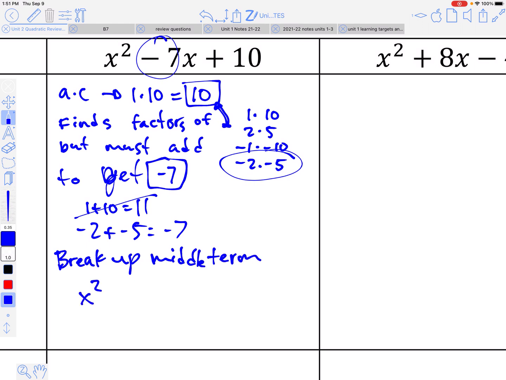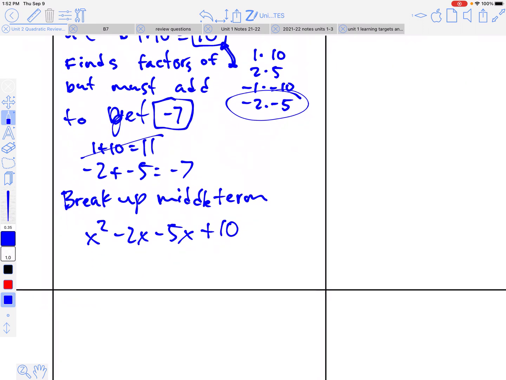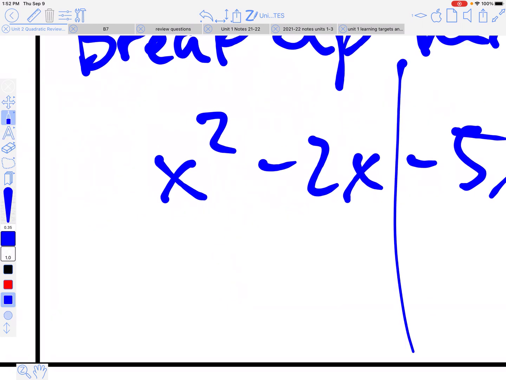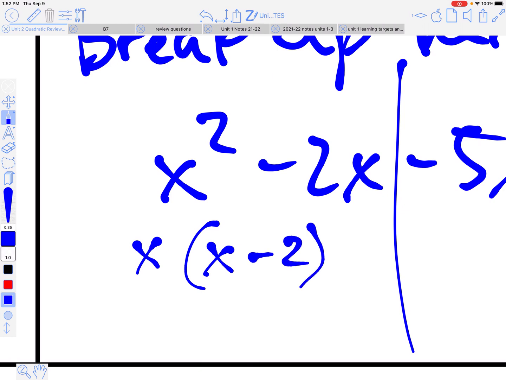So we'll have x squared minus 2x minus 5x plus 10. And now what we're going to do is back to our GCF factoring, but in parts. So I'm going to break this up in half, and I'm going to look at the first half and look at what they have in common. They both have an x. If we pull an x out, then we're left with x minus 2.